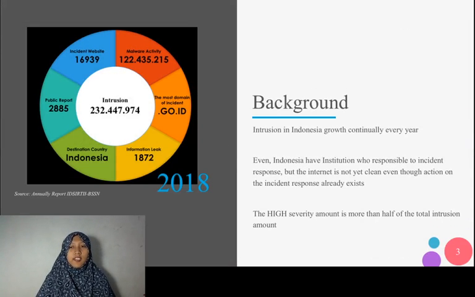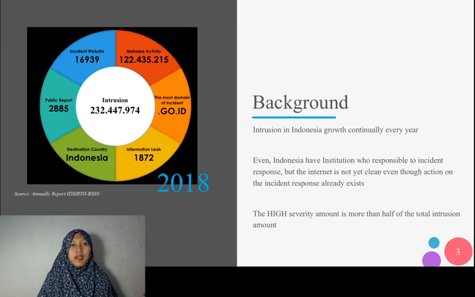The background of this research is based on Indonesia's condition, because in Indonesia intrusion grows continually every year. Even though Indonesia has institutions responsible for incident response, the internet isn't yet clean even though incident response action already exists.